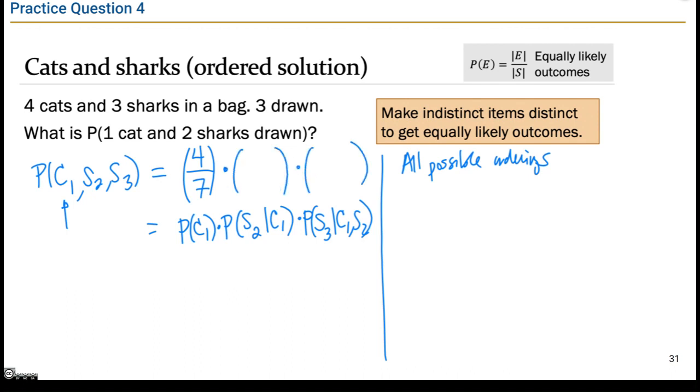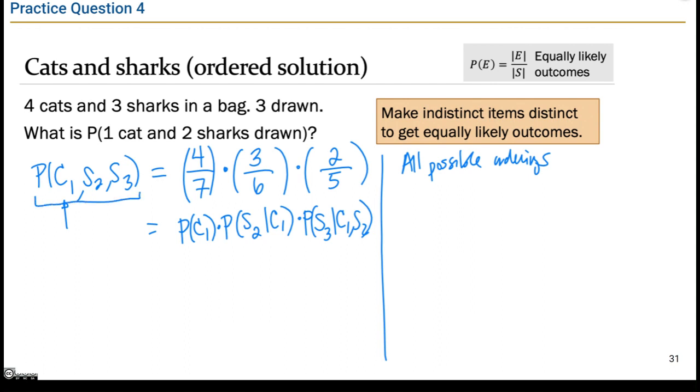Again, probability that I get a shark second, given that I got a cat first. Well, now I only have 6 animals to choose from. 3 of those are sharks. Okay, lastly, probability I get a shark again, given that I already have a cat and a shark. Well, now I only have 5 animals to choose from, and I only have 2 sharks left to choose from. All right, so this is the probability of this one specific order.